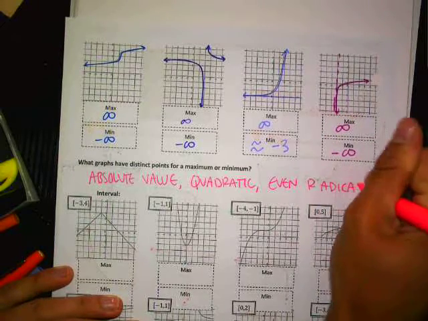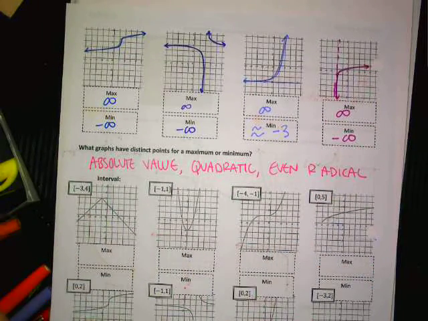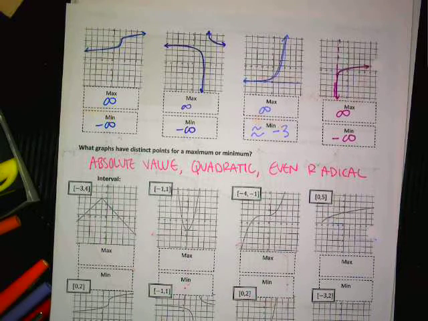And Faith made a good point. I don't know if y'all heard her. I didn't even think of this. But pretty much if it has a vertex, it's going to have a distinct max or min, because a vertex is where you change directions. Wow. Good job, Faith.